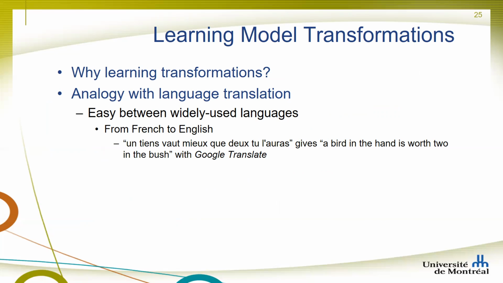Okay. So why learning transformations? I showed some examples with a UML diagram transformed into databases. We have textbooks, we have everything about this, so we don't need to learn these things. But take the analogy with natural language translation. If we are translating from French to English, we don't need to do anything. We just use Google Translate. You have this French expression, you search it on Google, and you get "a bird in the hand is worth two in the bush," which is completely different. The words are completely different, but the meaning is the same, which is very sophisticated translation.